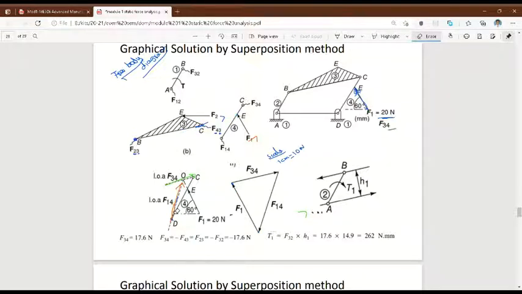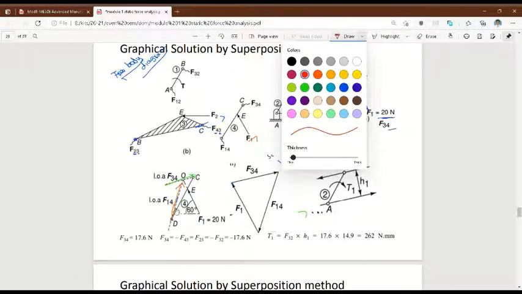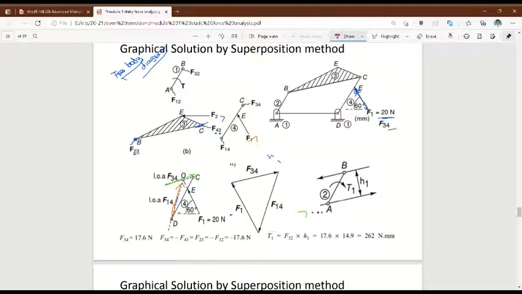Now you have to measure the value of F34. Measure the value. After that, you just take the AB link. In that you have to draw F32. You draw F32 like this. If I draw F32 like this, you have to find out the T1 value.